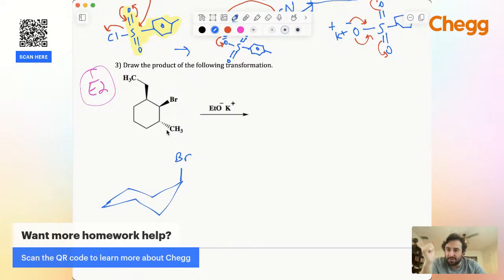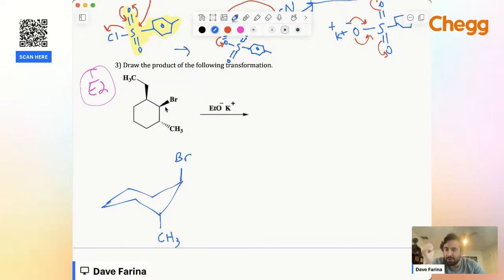So let me finish drawing this chair. If we go clockwise, we have a methyl down. So 1 carbon clockwise, we have a methyl down. And then counterclockwise, we have an ethyl up. So here is our ethyl up. I'll just do that.